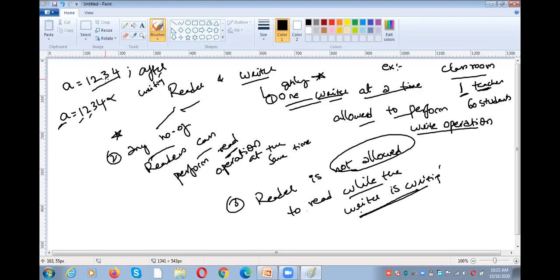So these are the three things you need to understand. Only one writer at a time is allowed to write the information, meaning only one process performs the write operation. Any number of processes can perform the read operation. And the third rule is, while the writer is writing, the reader processes are not allowed to read. That means all the reader processes have to wait until the write operation is done. These are the prerequisites.